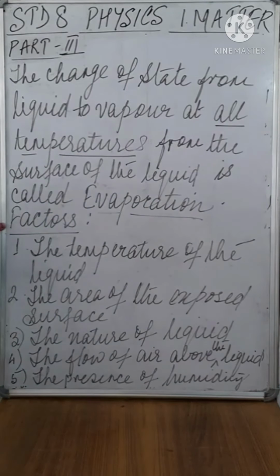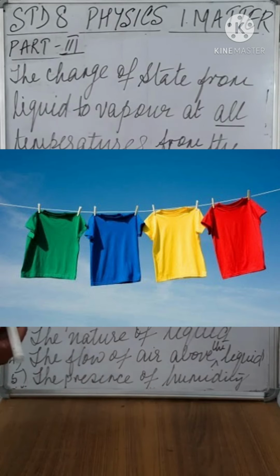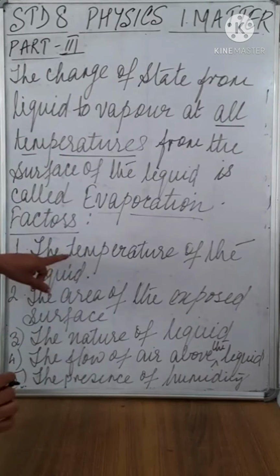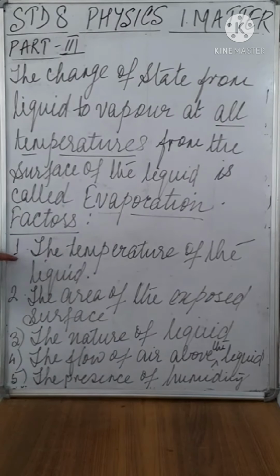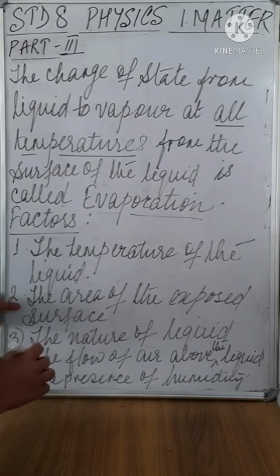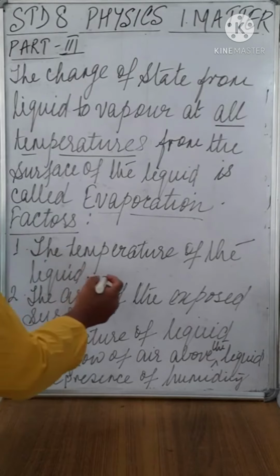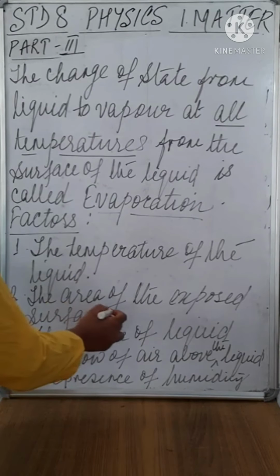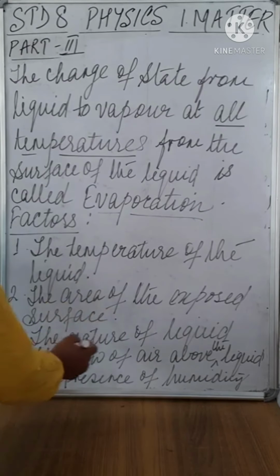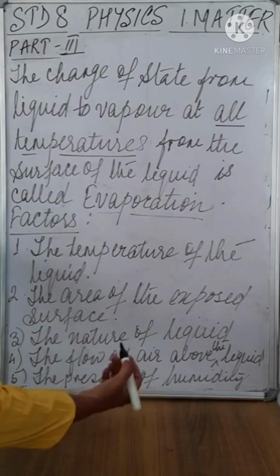The factors which affect the rate of evaporation are the temperature of the liquid. The higher the temperature of the liquid, the more will be the rate of evaporation. Next is area of the exposed surface. Greater the area of the exposed surface, greater will be the rate of evaporation. This is the reason cloth dries up faster if it is spread out than if it is folded. Then the nature of the liquid.